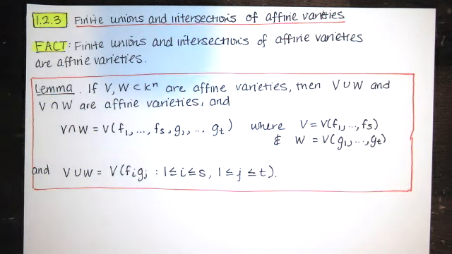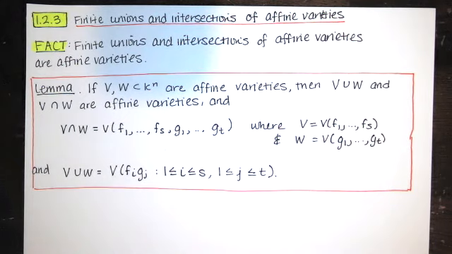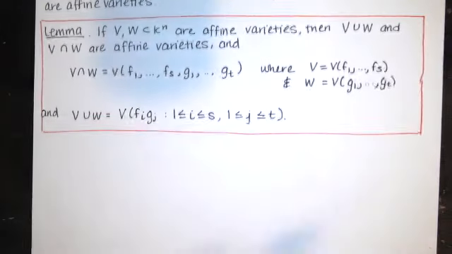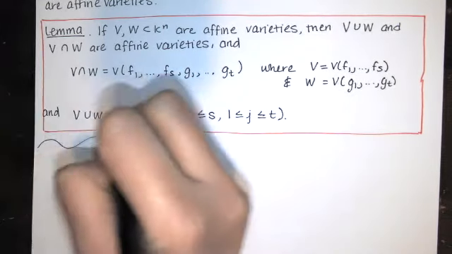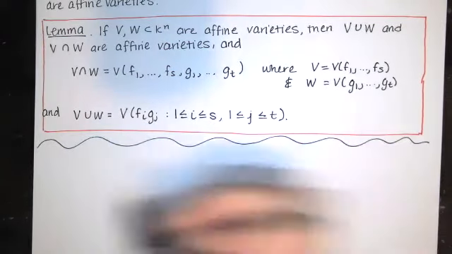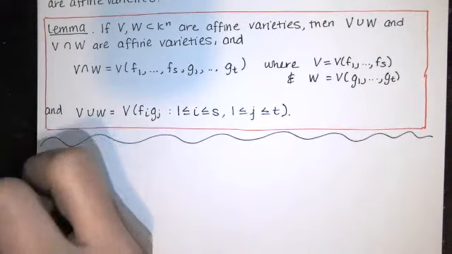So let's prove this by assuming that V is defined by the polynomials f sub 1 through f sub s, and W is defined by the polynomials g sub 1 through g sub t. And we'll do the first one first. It's pretty simple.